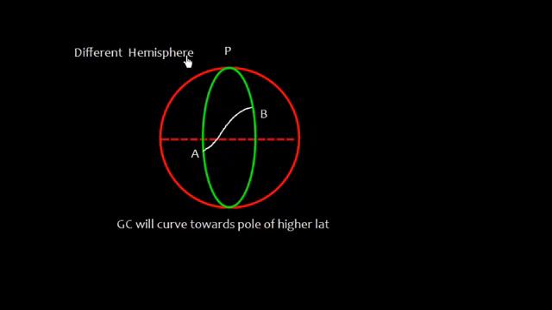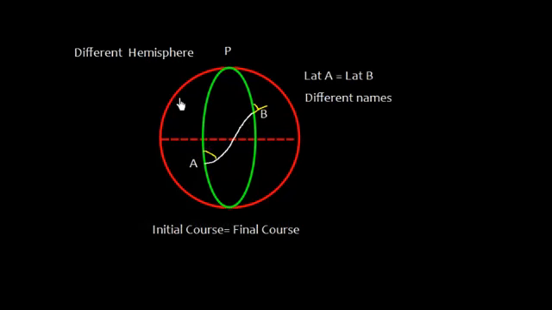Similarly, if they are in different hemispheres, say point A is in the southern hemisphere and point B is in the northern hemisphere, then the GC will curve towards the pole of higher latitude. So here the latitude of B is high, so it will curve like this in this direction. However, from A to the equator, the curving will be in this direction towards this pole. Let's have a typical example. Both these points are in different hemispheres.